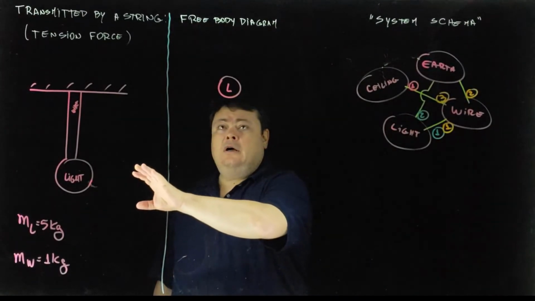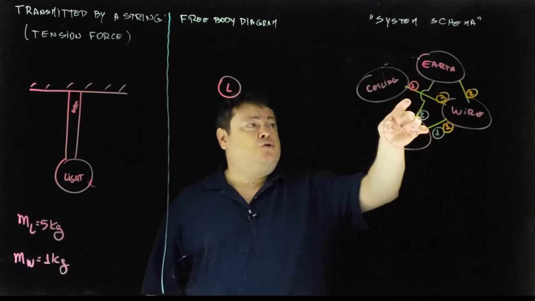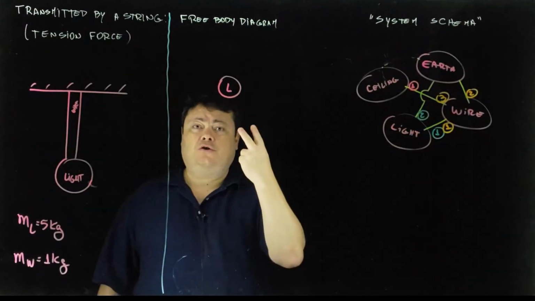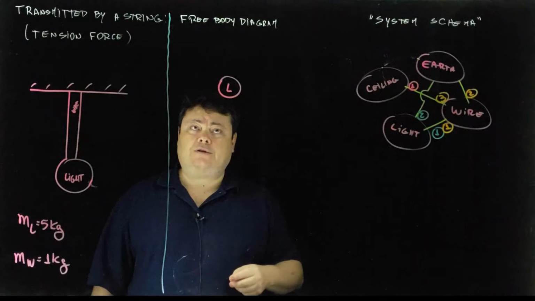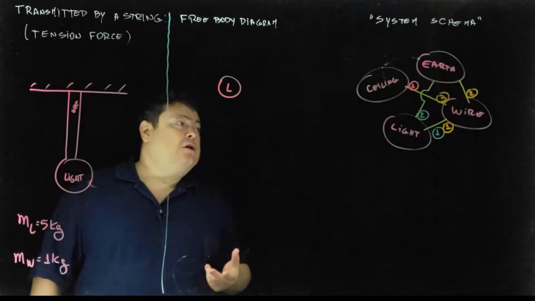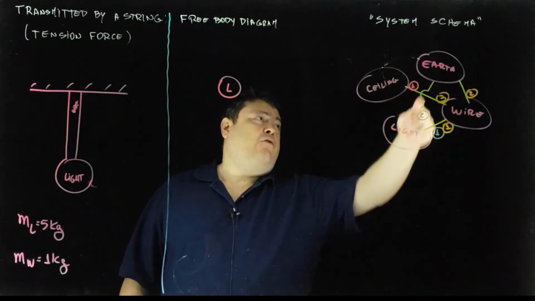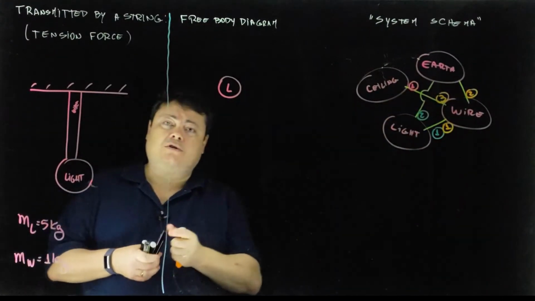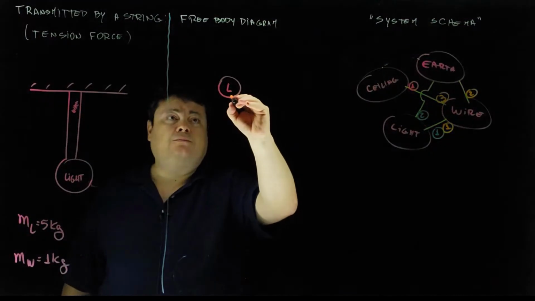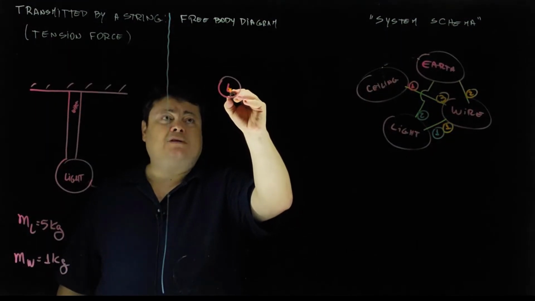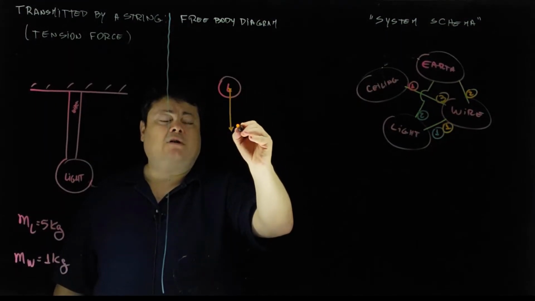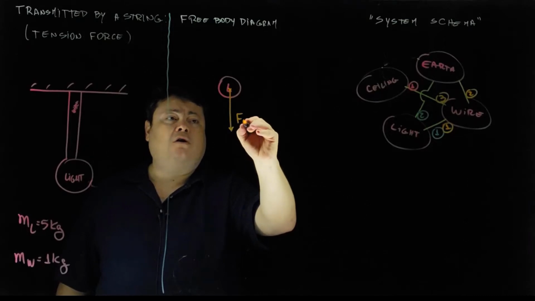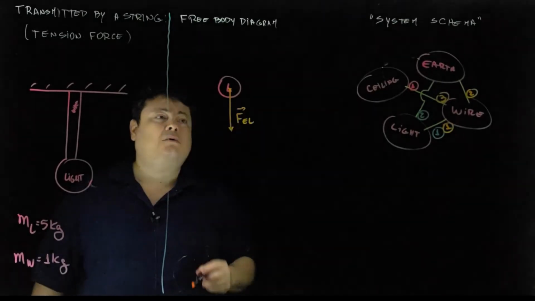Well, the light bulb has two connections, therefore two forces act on it. The first force is going to be a force of the earth on the light bulb, and that is the gravitational force, the force pulling the light bulb down. It should start from the center of the light bulb, be vertical down like this here. Force of the earth on the light bulb.